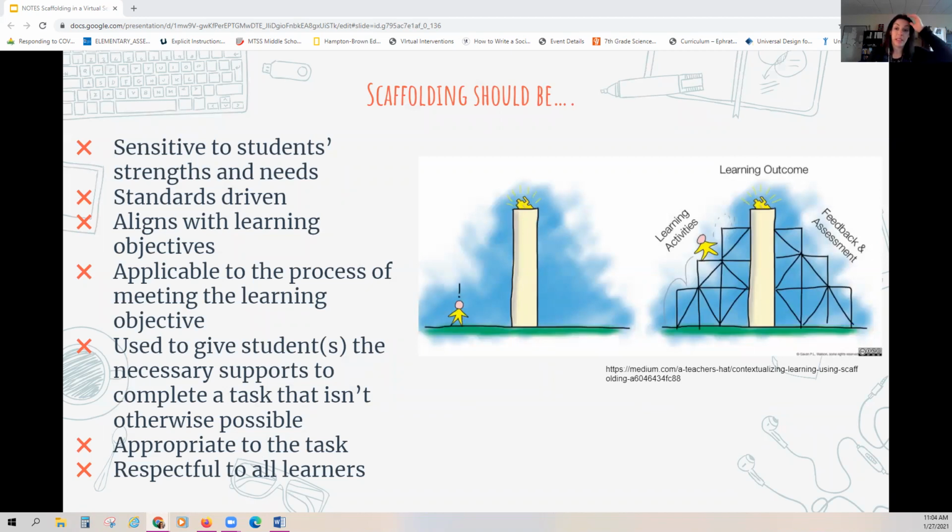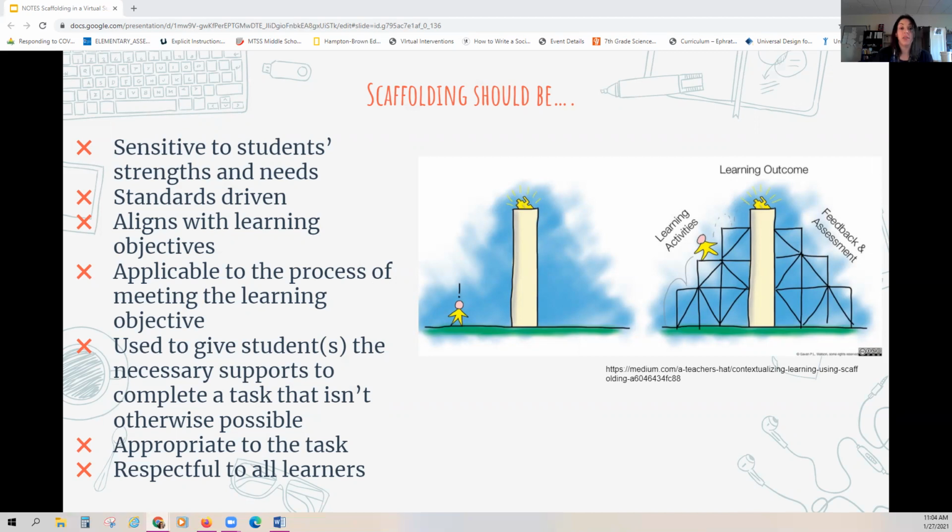I love this graphic about scaffolding. This is just explaining what scaffolding should be. On one side of this graphic, you have a student staring at this learning goal or outcome, and the student has no means to get to that outcome and is clearly alarmed. How am I going to get there? On the other side, you see scaffolding in place, just like scaffolding in a building. With the scaffolding, the learning activities as well as the feedback and assessment become key in attaining that outcome.